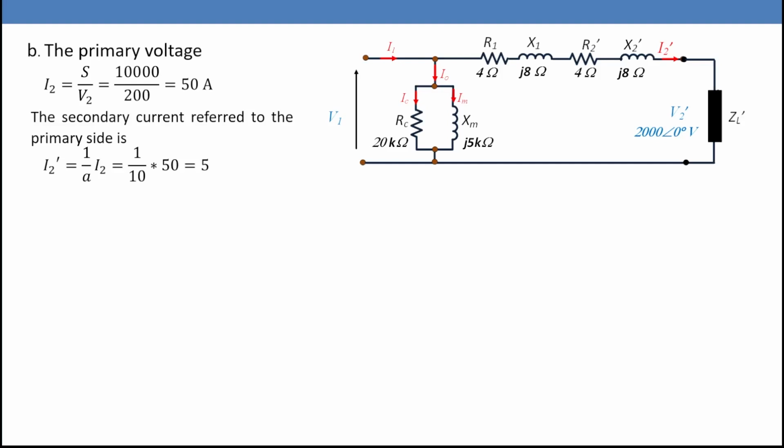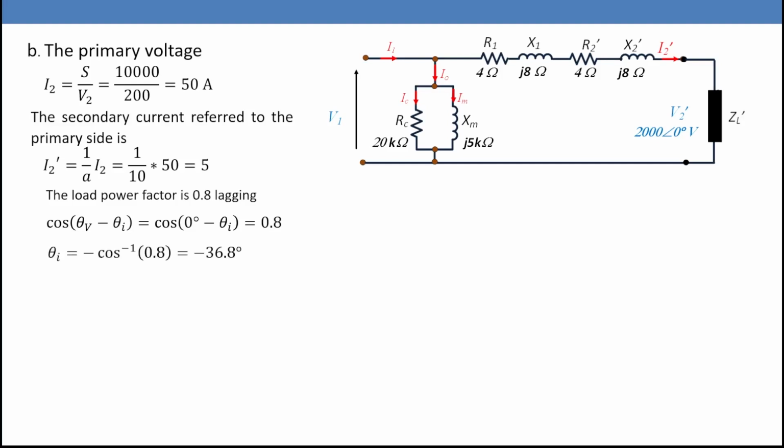What is the angle of this current? The transformer is operating at 0.8 lagging power factor, so cosine of theta V minus theta I equals 0.8. We choose the angle of the voltage as 0 degrees, so the angle of the current will be minus 36.8 degrees. So the current I2 dash will be 5 angle minus 36.8 degrees, which equals 4 minus j3 in rectangular form.